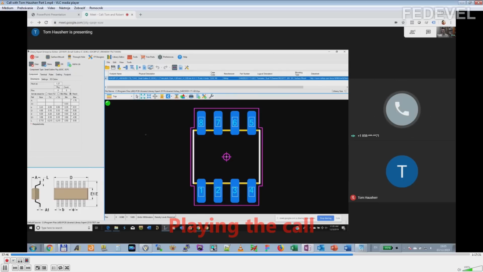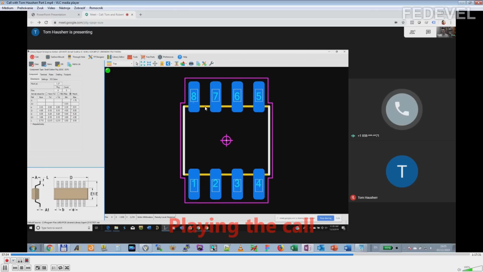And then I'm going to select OK. Now see the pad here? It goes underneath the package. I'm going to get rid of the library editor here. You see the pad? It goes underneath the package.